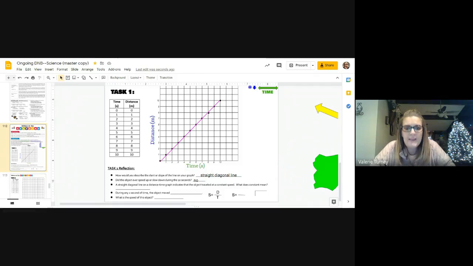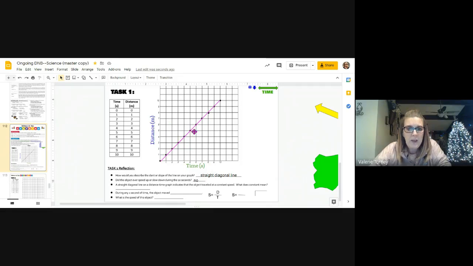All right, so a straight diagonal line on a distance time graph indicates that the object traveled at a constant speed. Constant speed, okay? That is a very important word right there. What does it mean for something to be constant? If something is constant, that means that it doesn't change. It always stays the same.